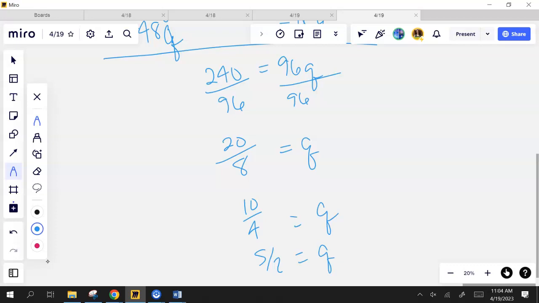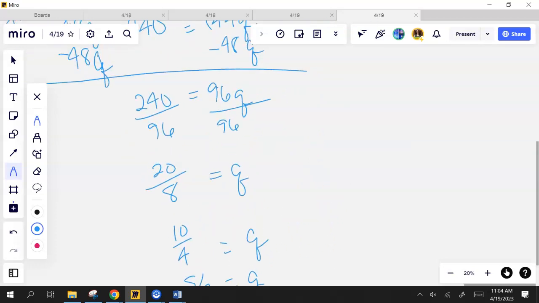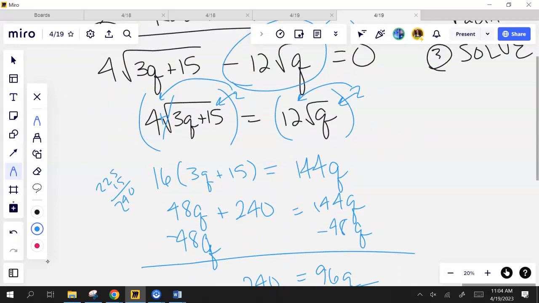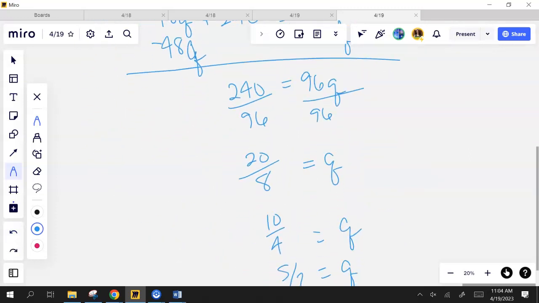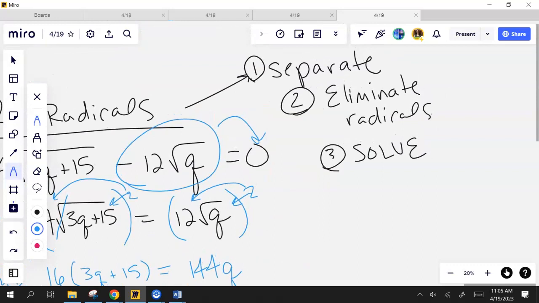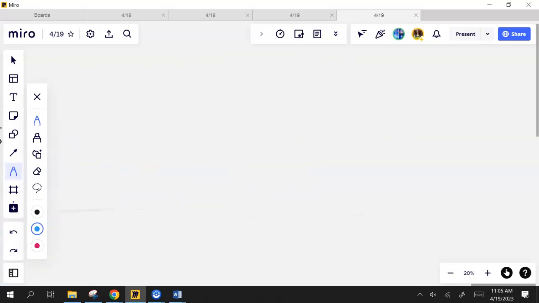You only FOIL if there's a plus or a minus in the middle. If that had been 4 plus instead of 4 times, then I would have FOILed. But because it's multiplying, then I can't. Any other questions there? You will probably have at least one on your homework, by the way. You're going to FOIL it out and you're going to end up with another radical. You could have. You'd still end up with the same answer. Any other questions? That's it.